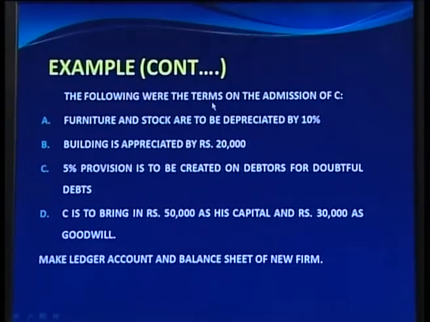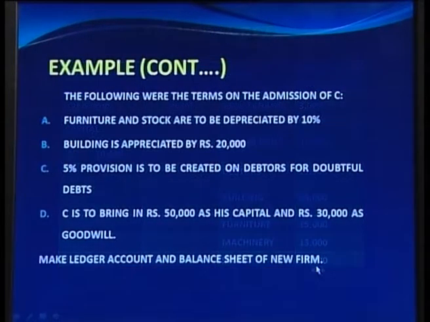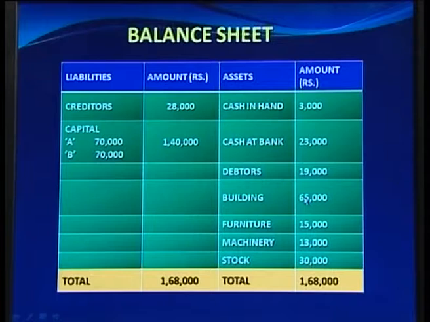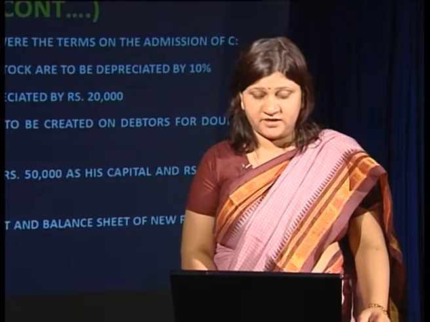The following were the terms of the admission of C. These terms are the adjustments which we need to pass when we pass the entries in relation to the reconstituted firm. Furniture and stock are to be depreciated by 10%. So, we have with us furniture 15,000. So, it will be depreciated by 10%, and stock of 30,000 is also being depreciated. And building is being appreciated by 20,000. Building is 65,000. So, we have to appreciate it by 20,000. So our new figure of building would be 85,000, and these adjustments are to be made with the help of a revaluation account.